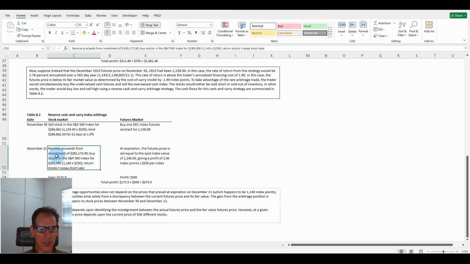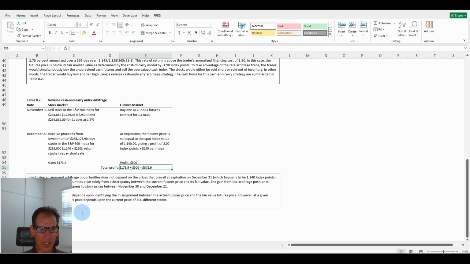On the 21st, receive proceeds from investments of the 285, 173. What is that? It's 284 times 21 days times 1.9%. Buy stock in the S&P 500 index for 285, and then at expiration, the future price is set equal to the index value of 1140, giving a profit of 2 index points, or 250 per index point. So you have a gain of 173 and a 500 profit, or 673.